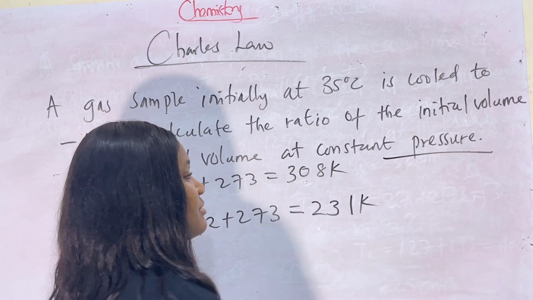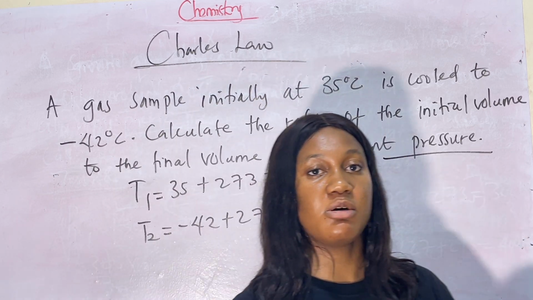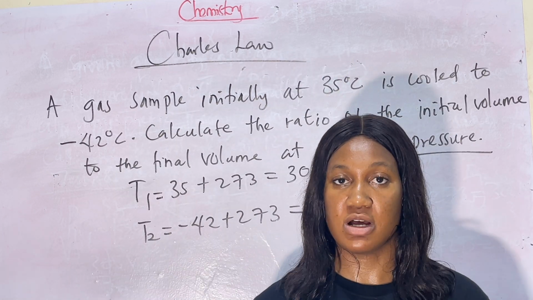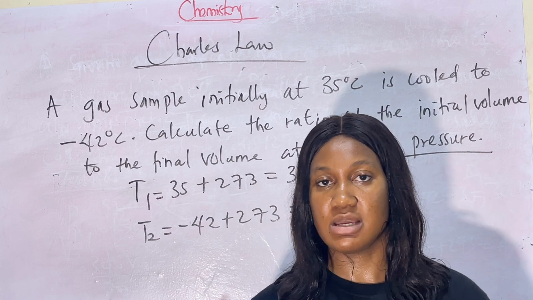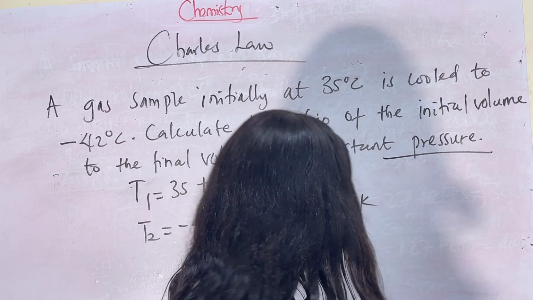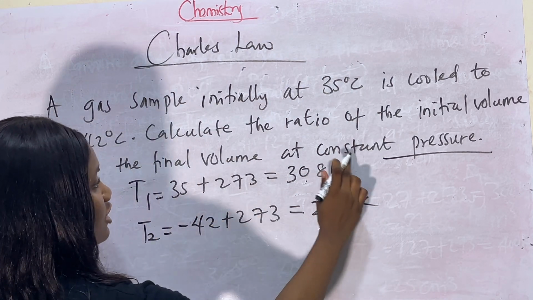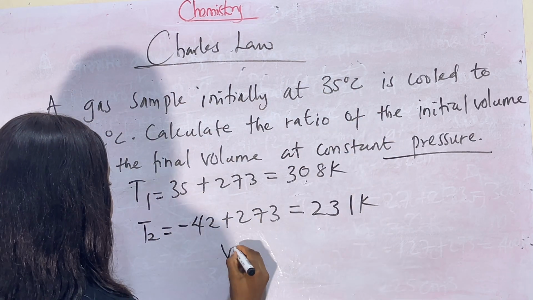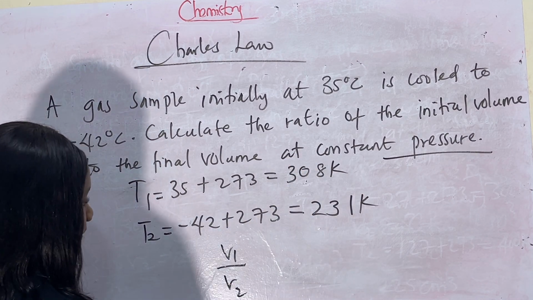Now, when you see constant pressure, what comes to your mind? Remember that Charles' law states that the volume of a given mass is directly proportional to its temperature, provided that pressure is constant. So, having known this, they are asking us to look for the ratio of the initial volume to the final volume.